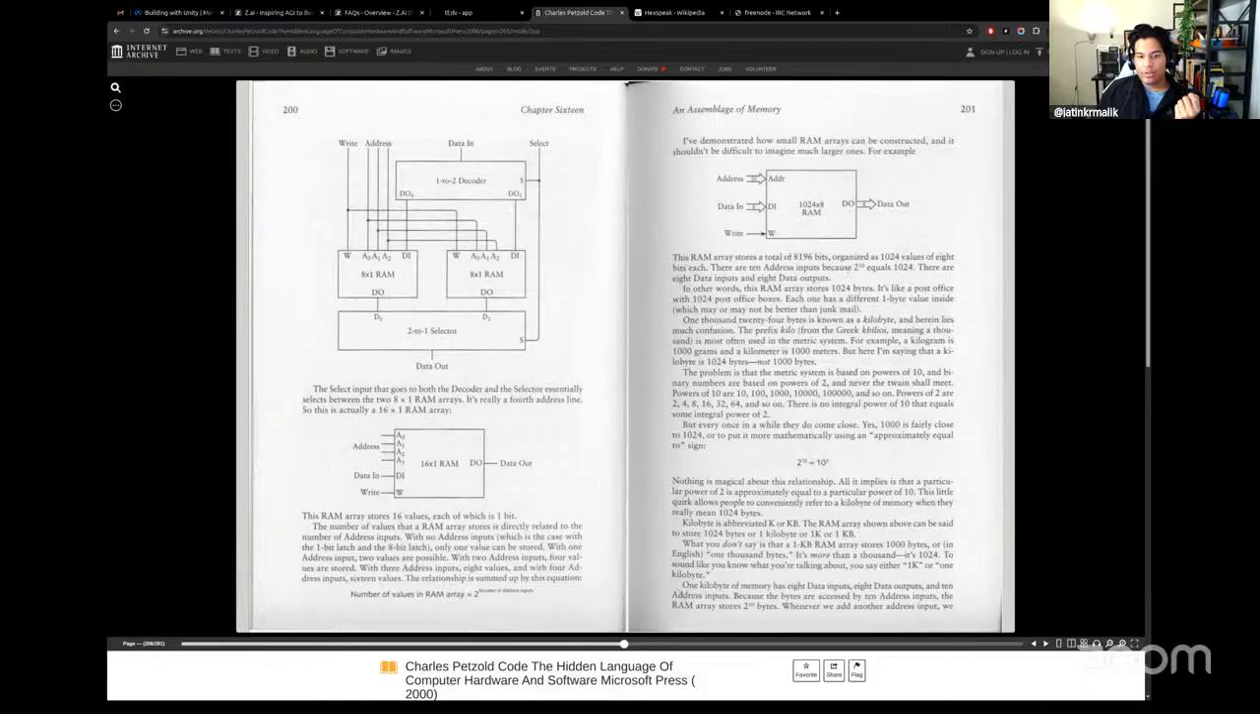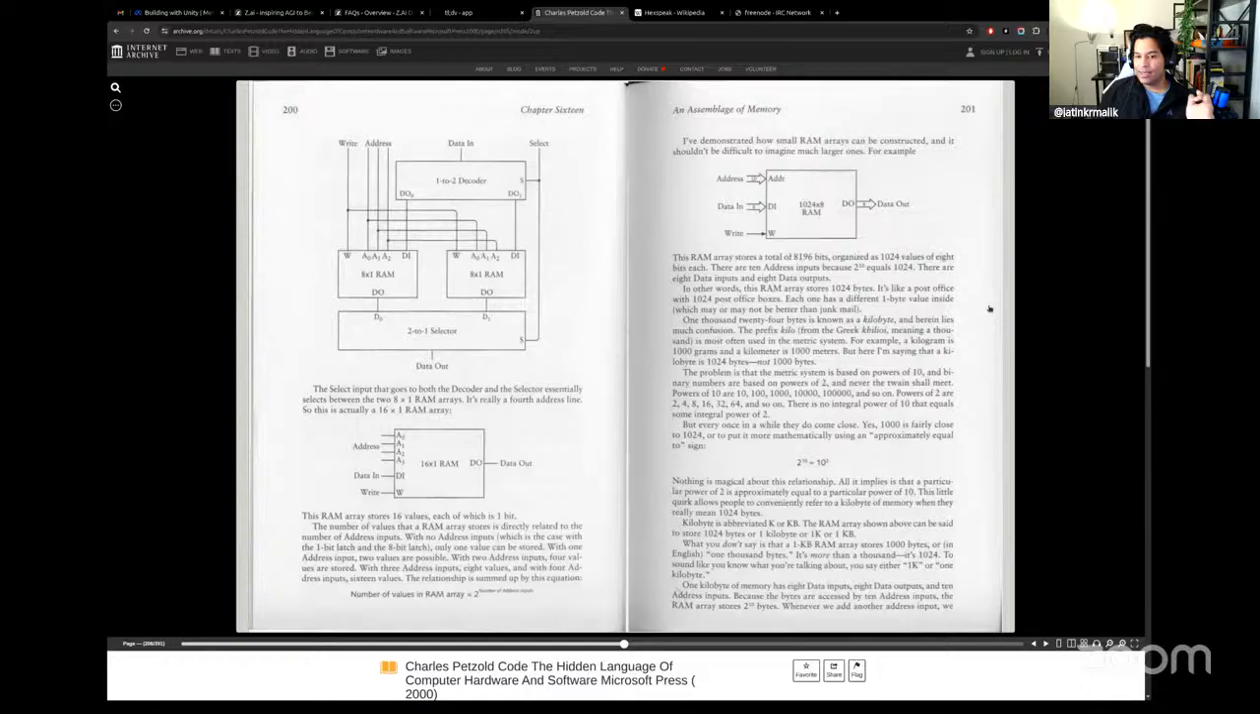So this RAM array stores a total of 8192 bits. If you multiply them, you get 8192 bits organized in 1024 values of 8 bits each. There are 10 address inputs because 2 raised to the power 10 becomes 1024, and there are 8 data inputs and 8 data outputs. In other words, this RAM array stores 1024 bytes. It's like a post office with 1024 post office boxes. Each one has a different 1-byte value inside it, which may or may not be better than junk mail.